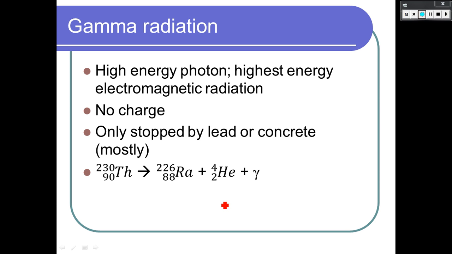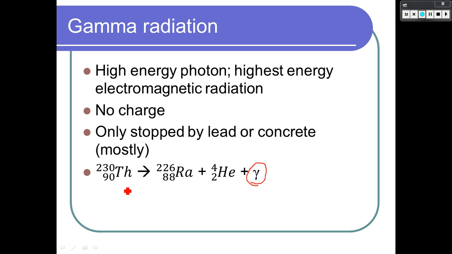So here's an example of gamma radiation. This little symbol here, that is the lowercase gamma. And depending on what font you choose, sometimes you'll see it more like a Y, sometimes you'll see it with this little swishy thing and a little loopy thing down here. Again, it depends on the font you chose.